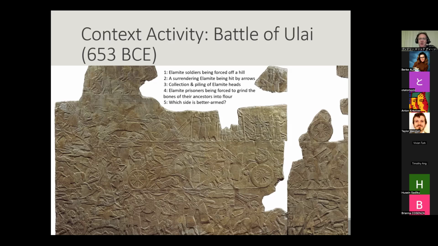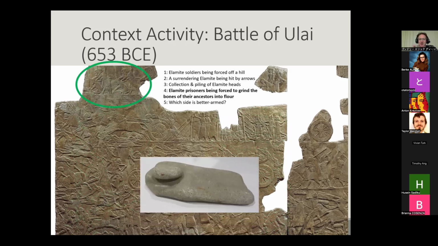So Elamite soldiers being forced off a hill. You can kind of make out the hill, which exists right there. Surrendering Elamite being hit by arrows. There, you've got to hunt for it. A collection of Elamite heads right up there, and Elamite prisoners being forced to grind the bones of their ancestors into flour is right at the top here. And you can show this is a flour grinding implement.